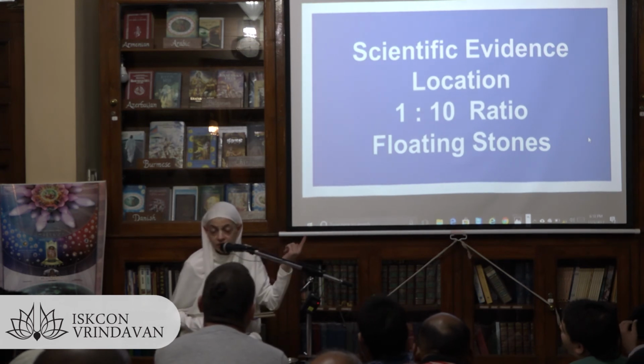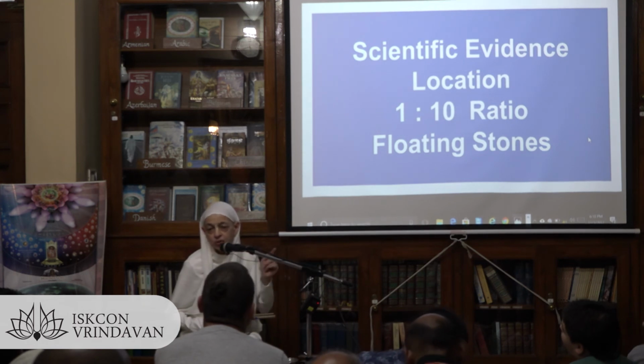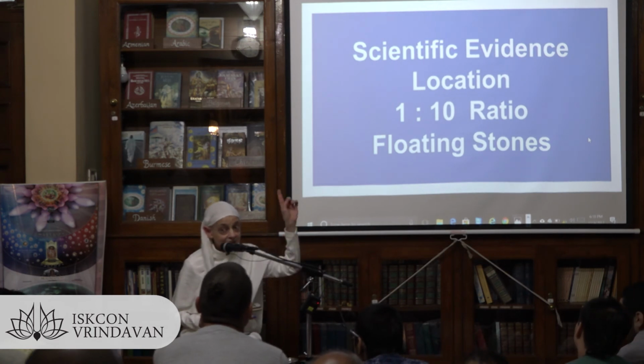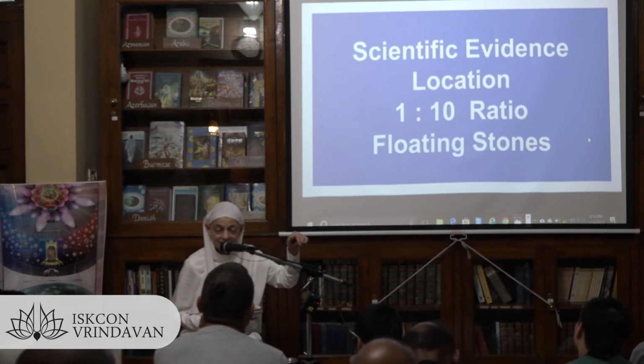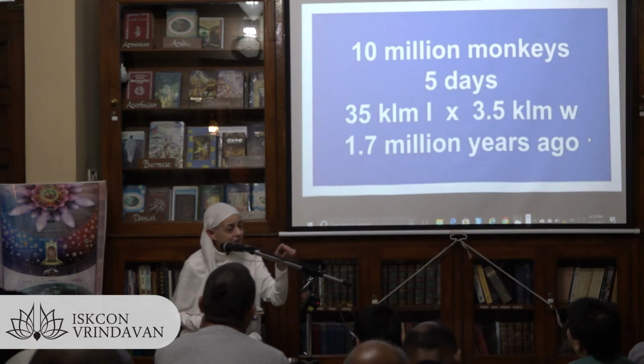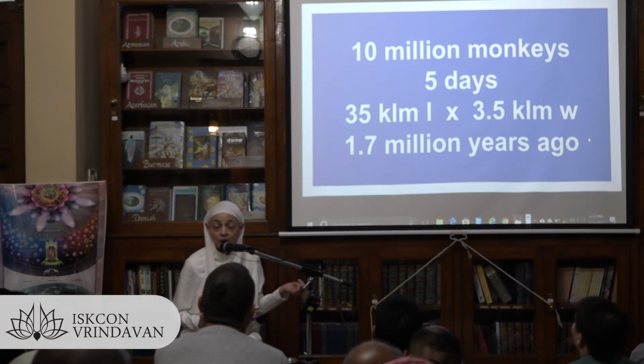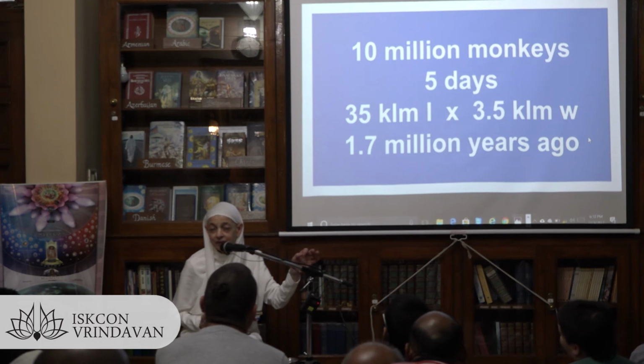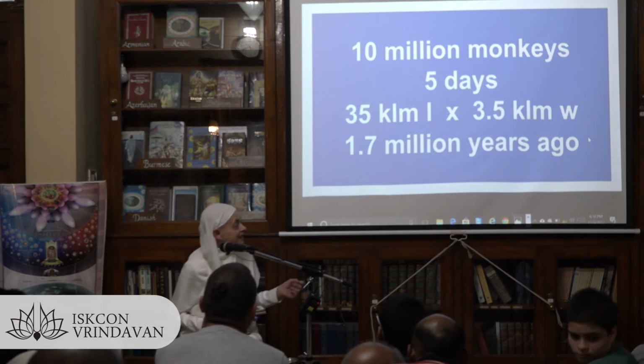The ratio, according to the Shastras, is 100 yojanas long and 10 yojanas wide. That's 1 to 10. The satellites confirm that. They say it's 35 kilometers long by 3.5 wide. Ratio 1 to 10, same. The floating stones, science cannot explain that one. They tried. They think that there's some kind of engineering skill. They won't admit that it's spiritual. They won't do it. Okay?